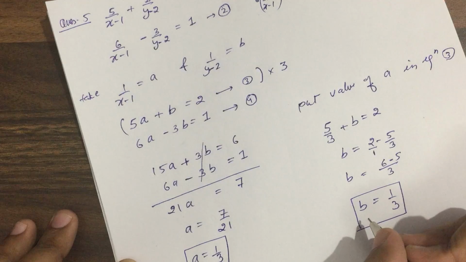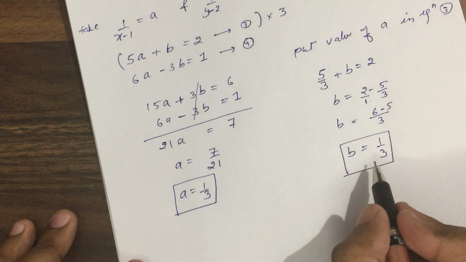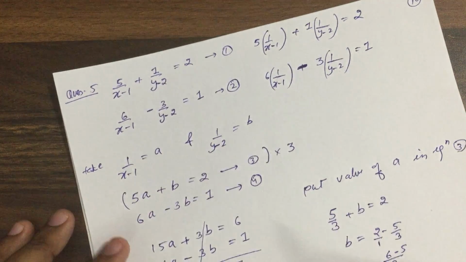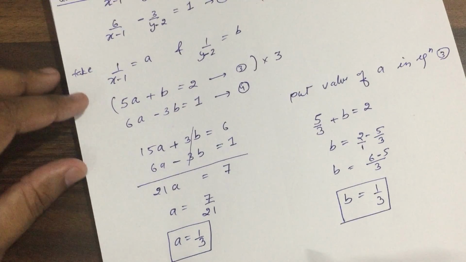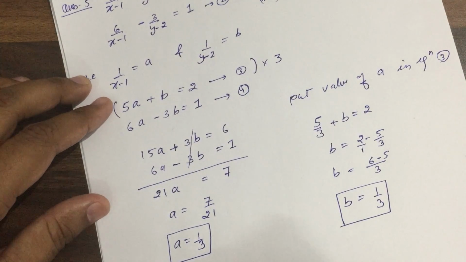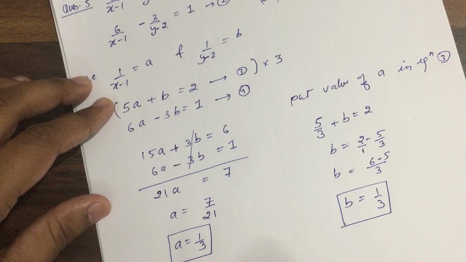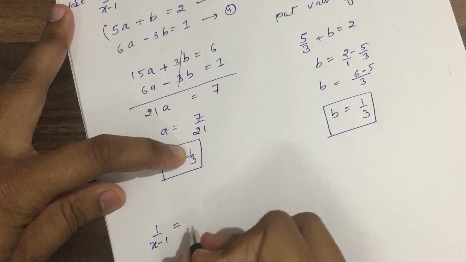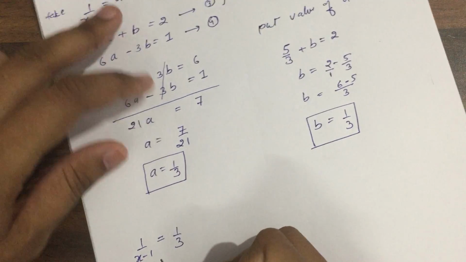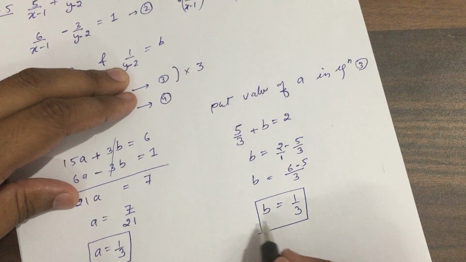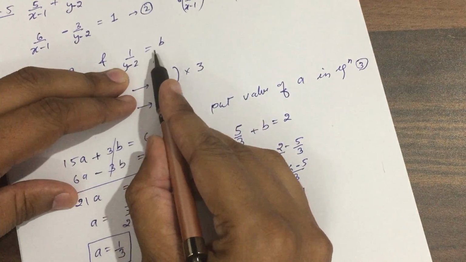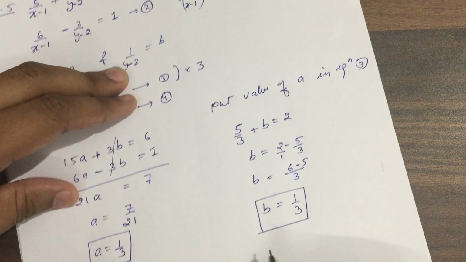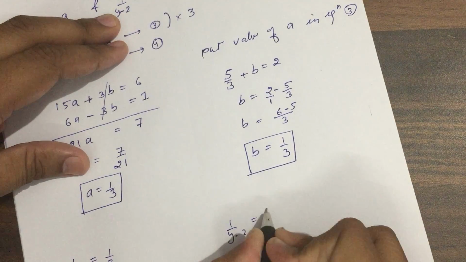So we have got the value of a is 1 by 3 and b is 1 by 3, but we are supposed to find the value of variables x and y, not a and b. So what we have considered initially, 1 upon x minus 1 equal to a, and a is equal to 1 by 3, so we will write 1 by 3. Similarly 1 upon y minus 2 equal to b, and b is equal to 1 by 3, so 1 upon y minus 2 equal to 1 by 3.